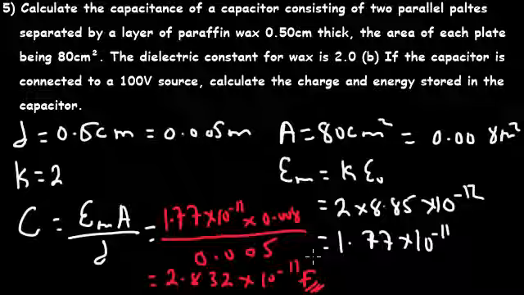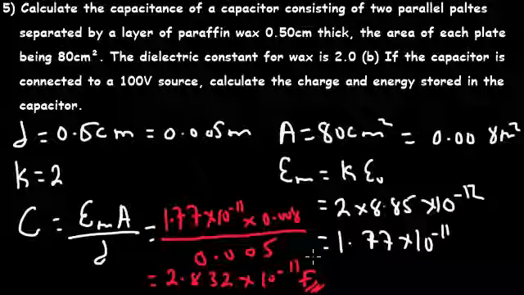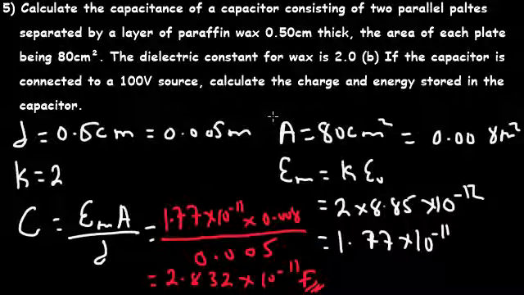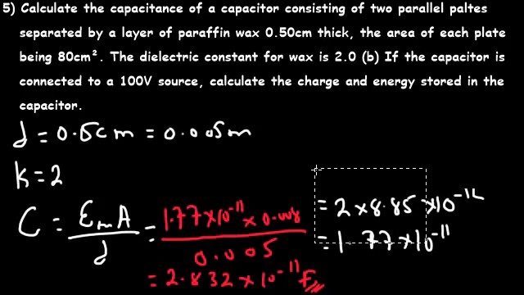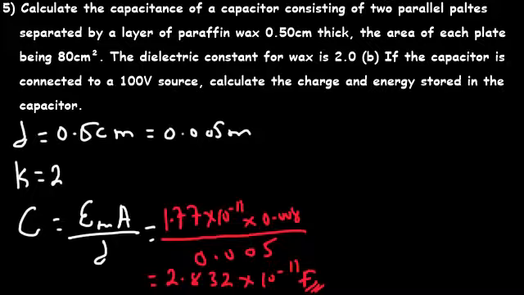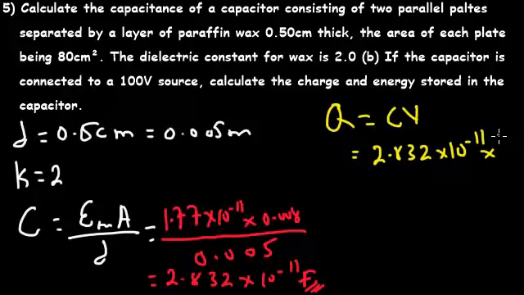Now that we have the capacitance, we can determine the charge by using Q equals CV. Excellent. So we're out of space. Let's get rid of some stuff. I think this is useless at this point. We don't need that anymore. So let's have that in yellow. Since Q is equal to CV, it implies that we have 2.832 times 10 to the power of negative 11 multiplied by the value of V, that's 100.